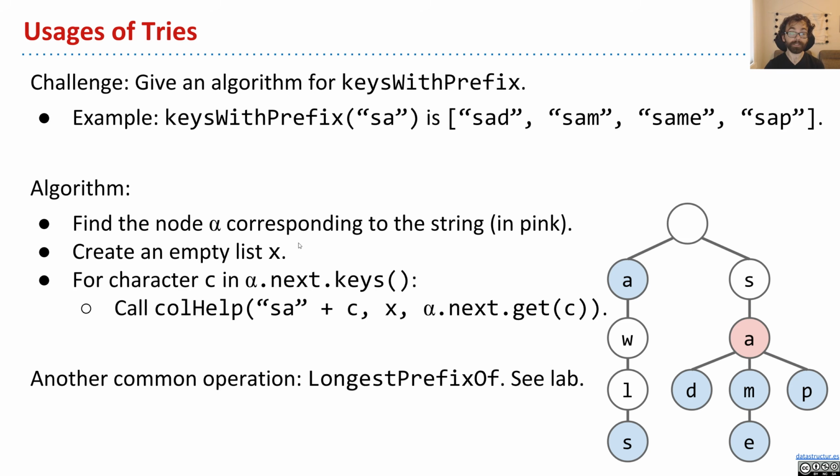Then for every character in the alpha node's next keys, so in this case D, M, and P, we're going to call collect help on sad, sam, and sap on these respective nodes. So we're basically collecting all of the nodes below A with sa prepended, and that gives us our answer.